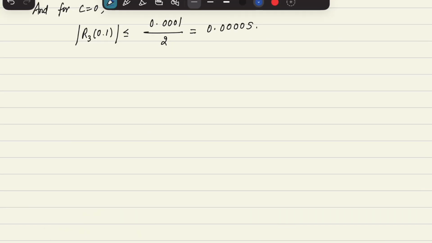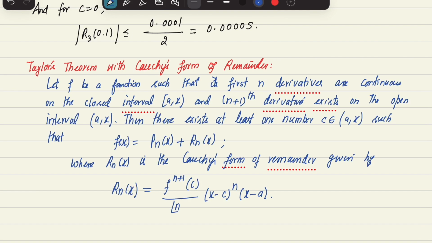Now we evaluate the Taylor's theorem with Cauchy's form of remainder. We begin with the statement of Taylor's theorem with Cauchy's form of remainder. Actually, the Taylor's theorem with the Lagrange's form of remainder and with Cauchy's form of remainder have exactly the same expansion, f of x is equal to Pn of x plus Rn of x, but the difference only lies in the remainder term Rn of x, which is defined in this way, as given here in the Cauchy's form of remainder.